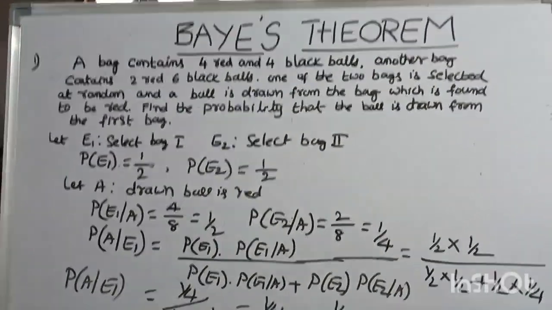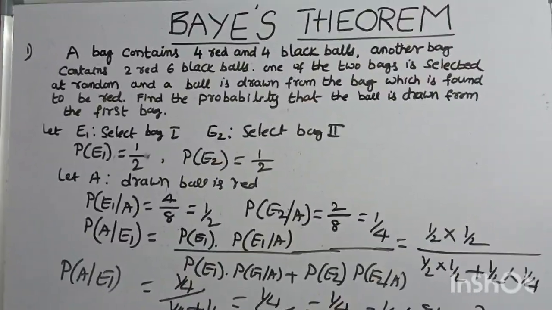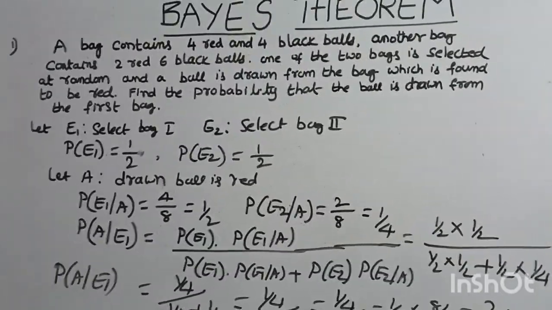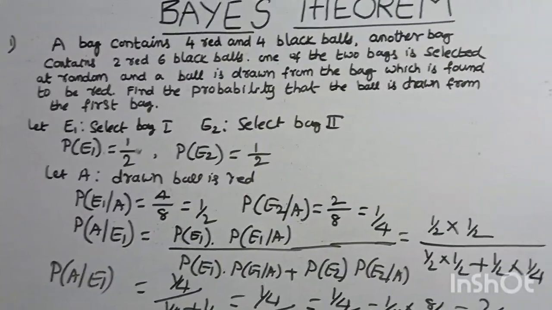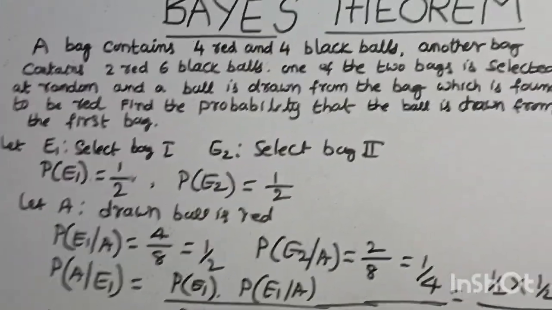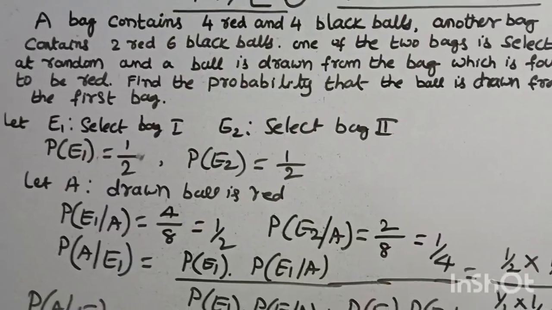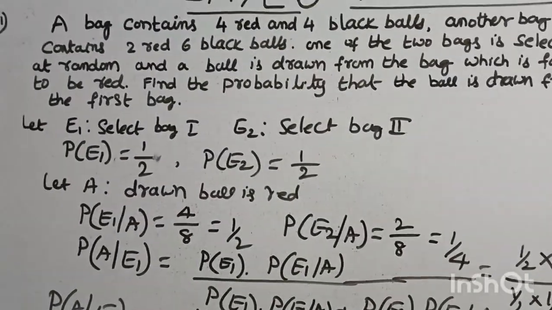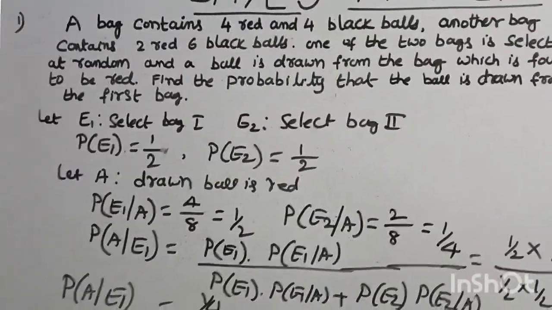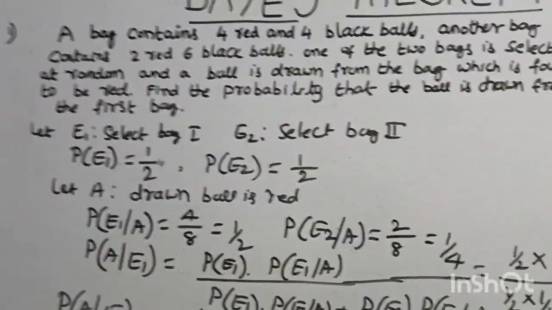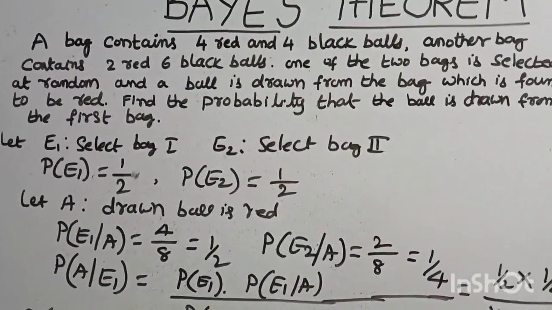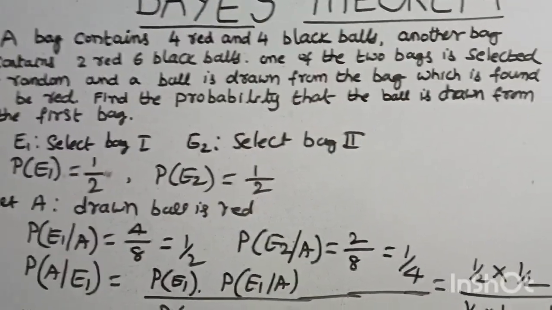So this is one of the problems on Bayes' theorem. Here there are two bags. Let event E1 be selecting bag 1, and E2 be selecting bag 2. Probability of selection of bag 1, that is probability of E1, is equal to 1 by 2, because there are two bags. Similarly, probability of selection of the second bag, probability of E2, is also 1 by 2.